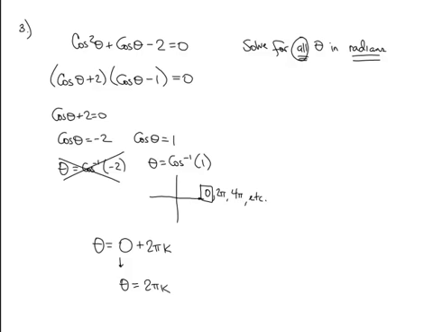So when k is 0, theta is 0. When k is 1, theta is 2 pi. When k is 2, theta is 4 pi. When k is negative 1, theta is negative 2 pi. All of those will give us a cosine value of positive 1. And so here is your final solution set. It's an infinite number of answers, but all written in one expression.